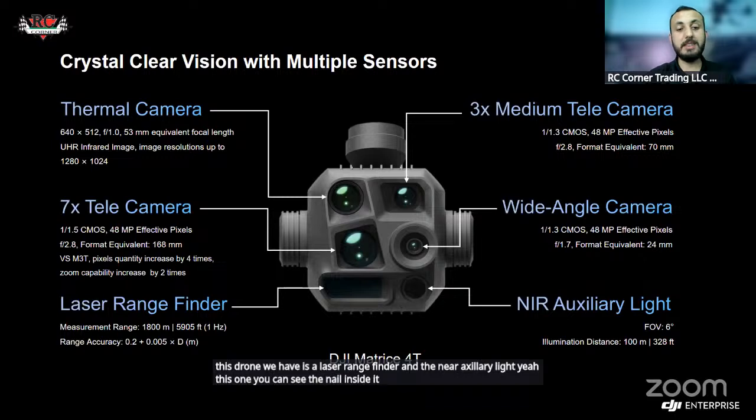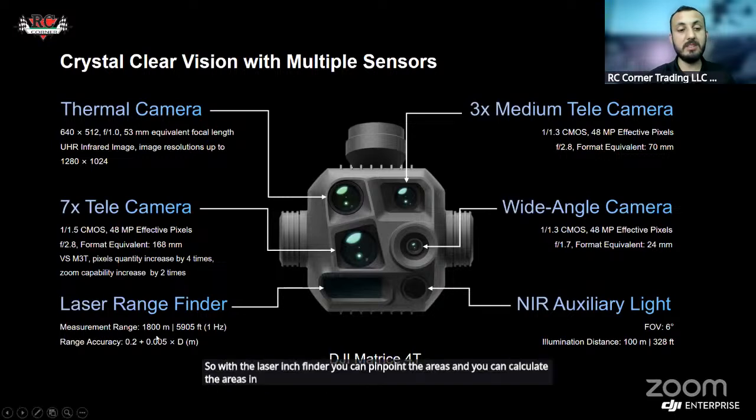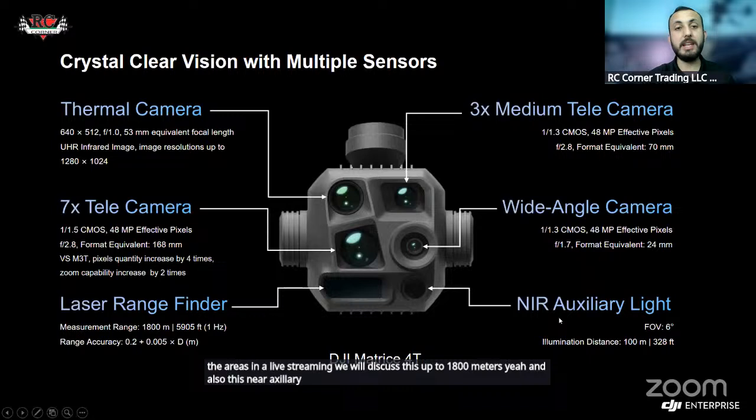So with the laser range finder, you can pinpoint the areas and calculate the areas in live streaming. We will discuss this, up to 1800 meters. Yeah. And also with this near auxiliary light, you can illuminate the distance when the environment is very dark. The sensor helps you see in a dark environment up to 100 meters.